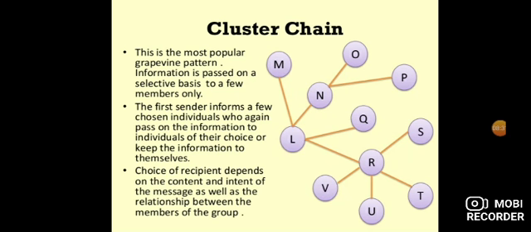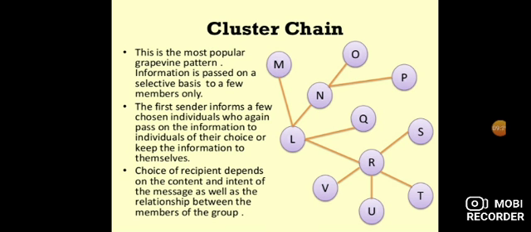Then the cluster chain network system. This is the most popular grapevine pattern. Information is passed on a selective basis to a few members only. In this cluster chain, information which is very interesting and a burning topic at that moment is spread throughout the organization through one-to-many contact. The first sender informs a few chosen individuals who again pass on the information to individuals of their choice.